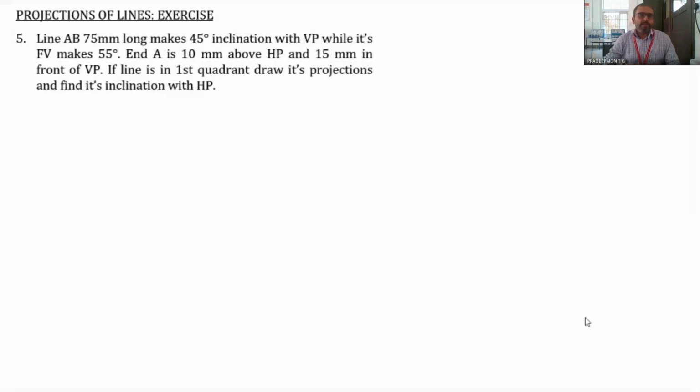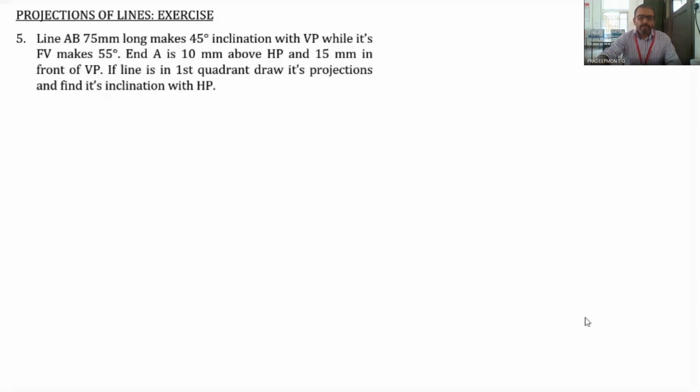You just note it down. Line AB, 75 millimeter long, makes 45-degree inclination with VP, while its front view makes 55 degree. And A is 10 millimeter above HP and 15 millimeter in front of VP. If the line is in first quadrant, draw its projections and find its inclinations with the HP. So this is the question.